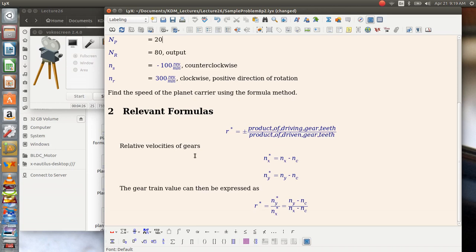We also have the concept of the relative velocities of gears. The relative velocity is just equal to the velocity of a gear, subtracting from it the velocity of something else in which we're interested. For both of these sets of equations, the gear train value and the relative velocities, we add this little asterisk to indicate that we are holding something stationary in our minds as we do this sort of analysis. In this case, what we're going to do is hold the planet carrier stationary.